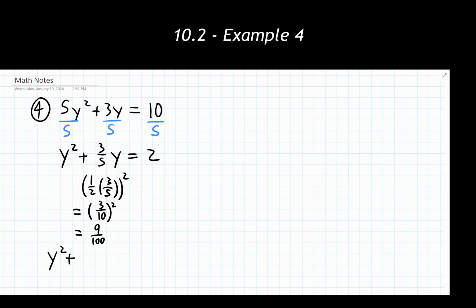So on the left side, I'm getting y squared plus 3 over 5y. And then I'm adding 9 over 100 to this left side. On the opposite side, I have 2 plus 9 over 100. Again, whatever I do to add to one side, I have to add that exact same thing to the other side as well. So moving us up here, just keep everything together.